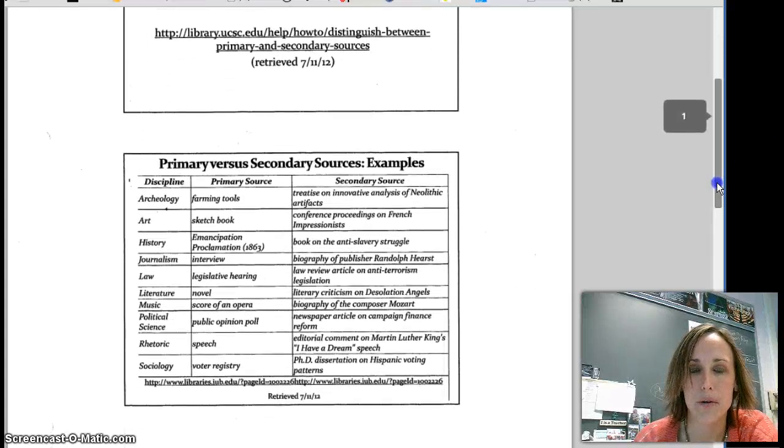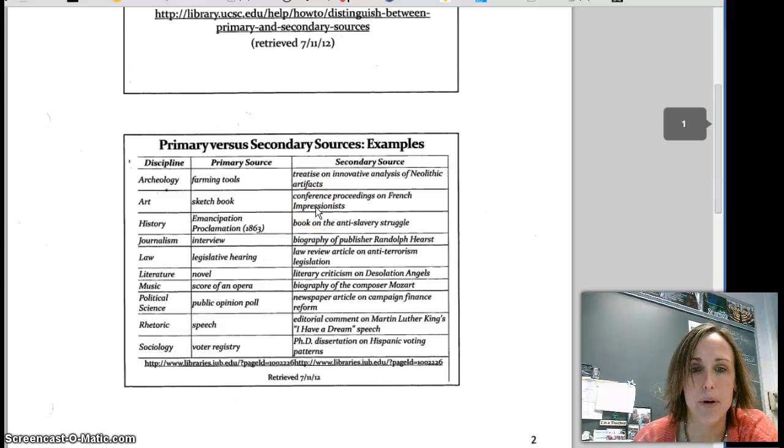If we scroll down, you can look at some of the examples here, but we would look down at literature. So the primary source is a novel. A secondary source would be another type of literary criticism that you can find upon it. And you can see some other examples in there too.